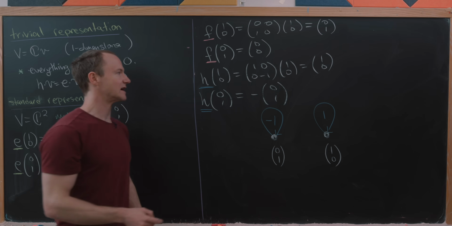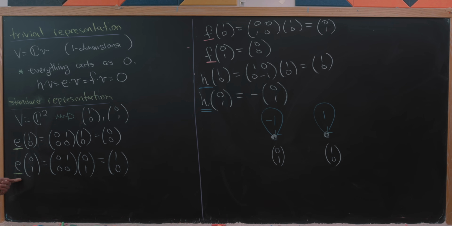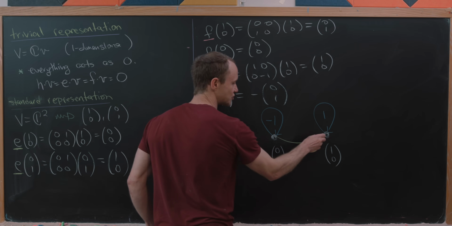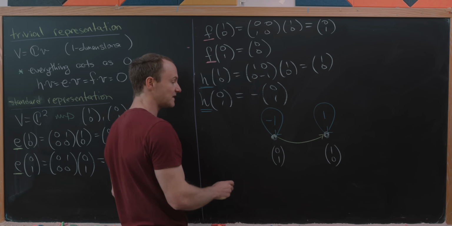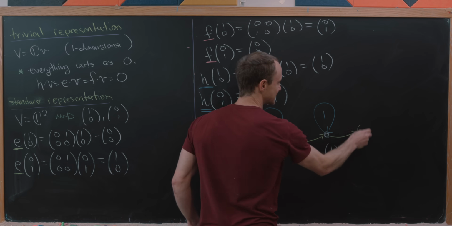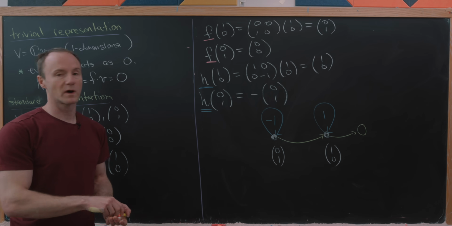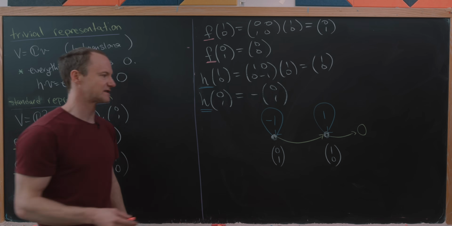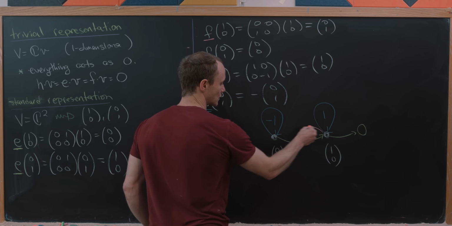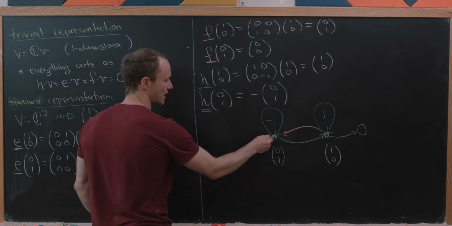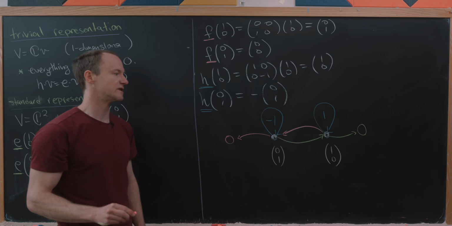So now let's see what E does. Well, by this right here, notice that E takes 0, 1 to 1, 0, so that brings us up this chain right here. But then E takes this vector to 0, so we could just write that as an arrow to 0. And then, well, what about F? Well, it kind of does the opposite of E, so it'll take our vector 1, 0 back to our vector 0, 1, and then it'll take this to 0.